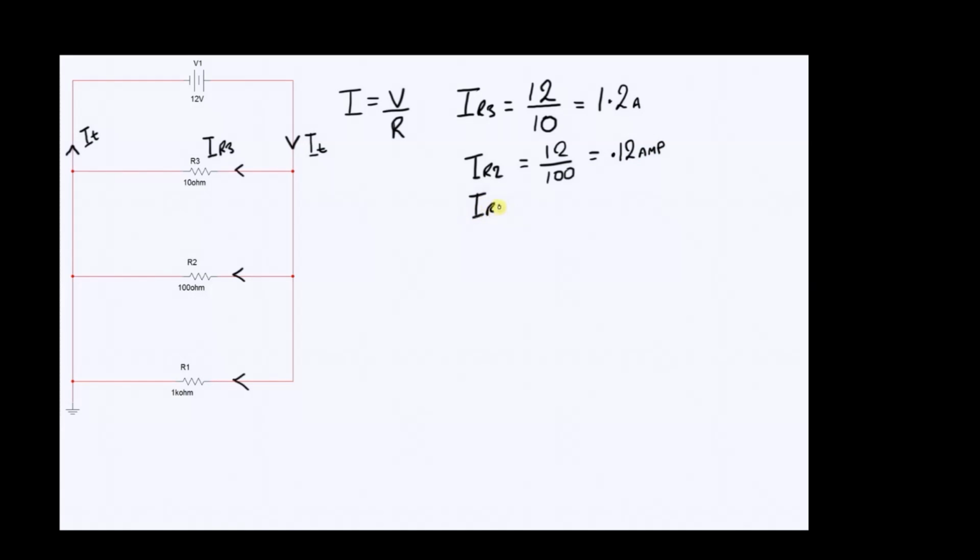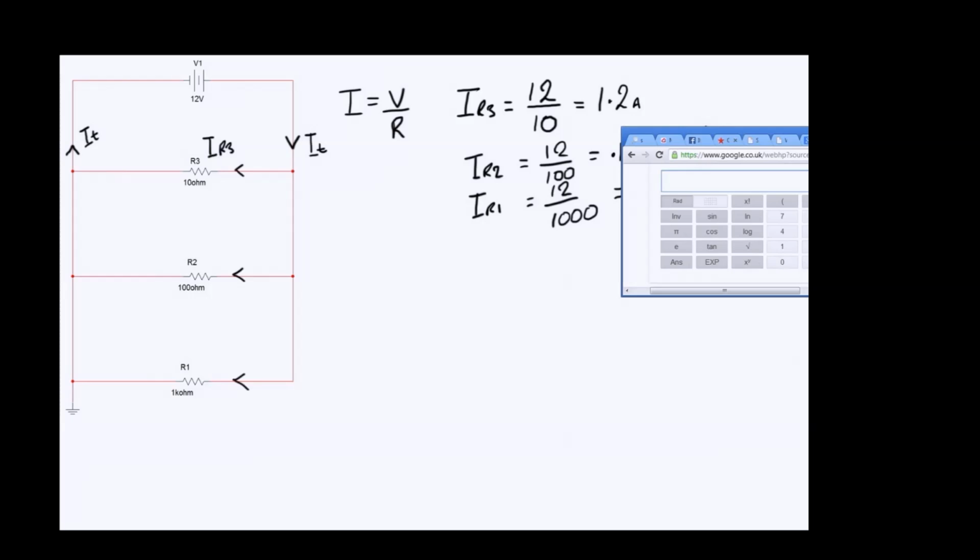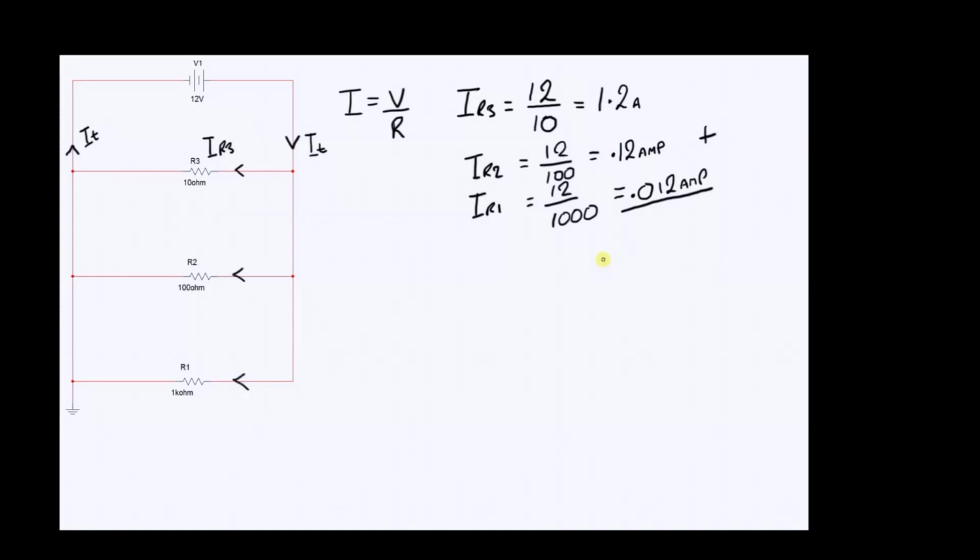IR1, 12 divided by 1000, will of course be 10 times smaller than the current through R2. When we add all these three currents together, we get a total current, IT, which equals 1.332 amps. That's this current here, IT, there.